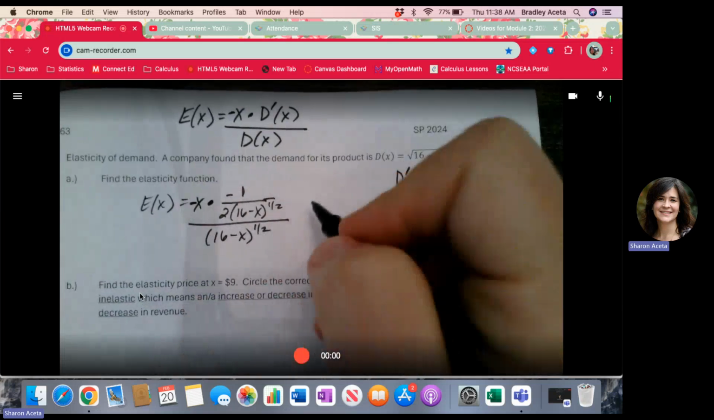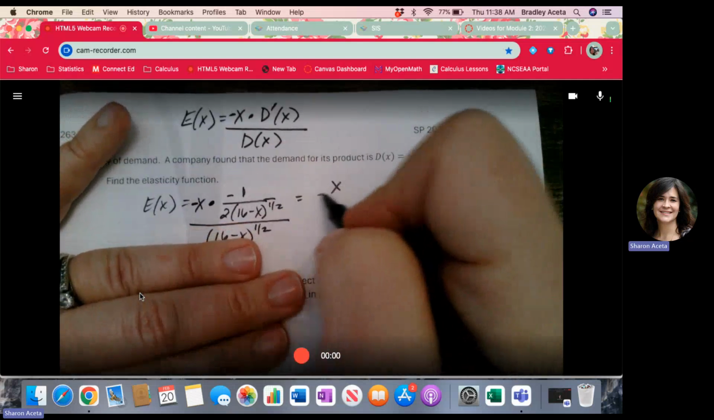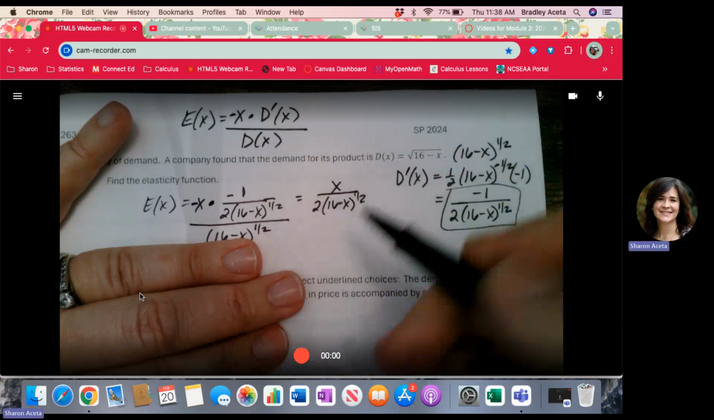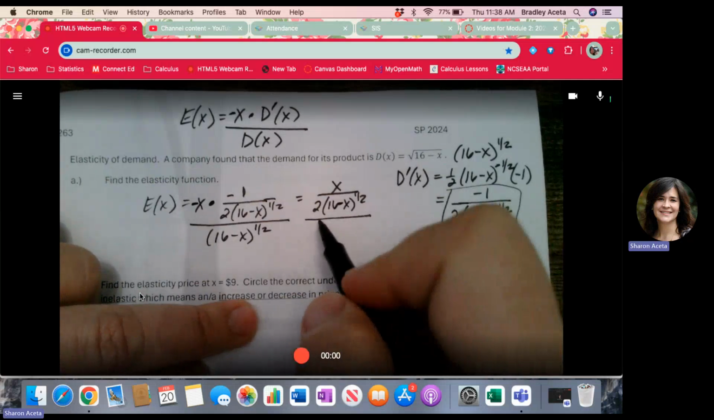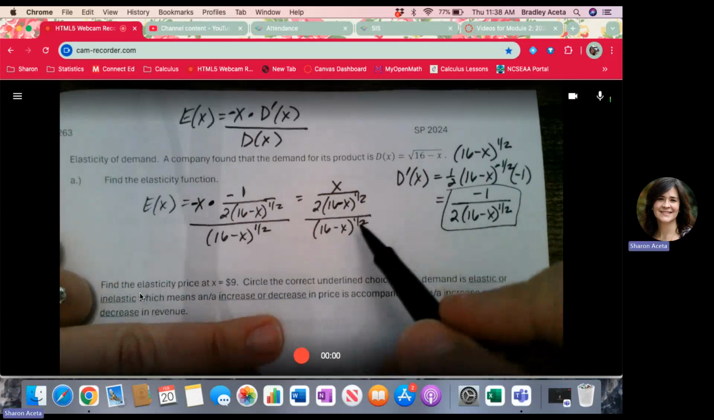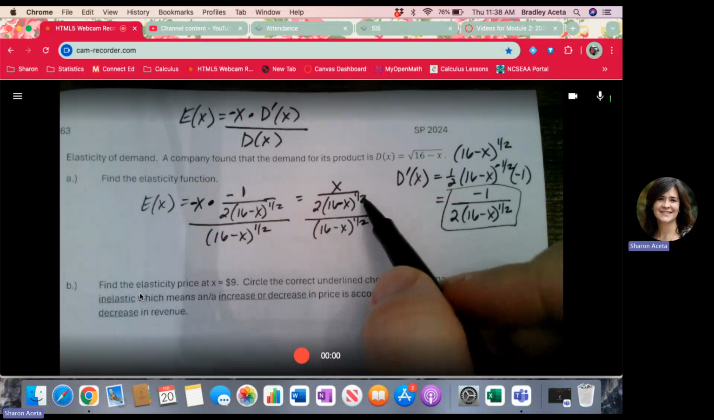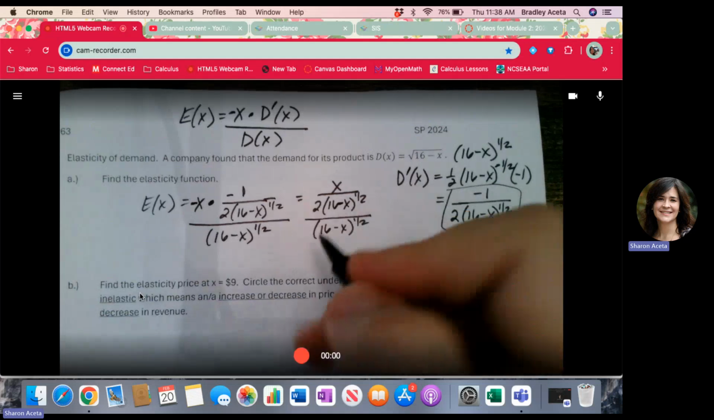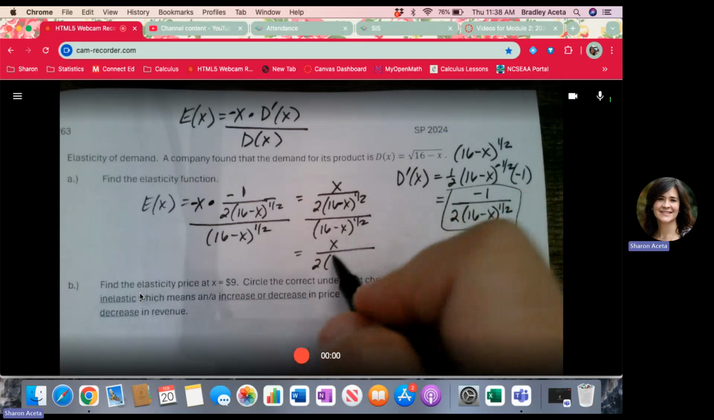So what ends up happening here is this will become just this top, -x times -1 is positive x over 2 times 16 minus x to the 1/2. And if you're dividing by a fraction, remember you can do keep, change, flip. And what will end up happening is this will still stay on the bottom and this will move to the bottom. And if you have 16 minus x to the 1/2 move to the bottom, you would get 1/2 of it. So your final answer would be x over 2 times just one of these, 16.